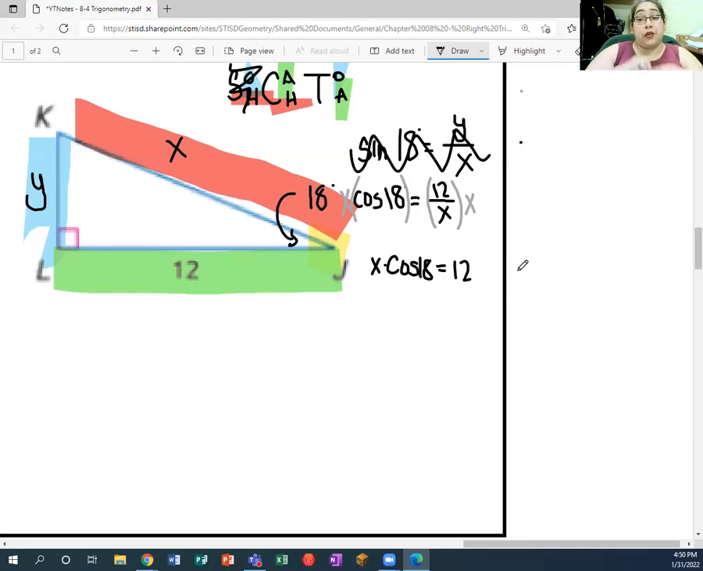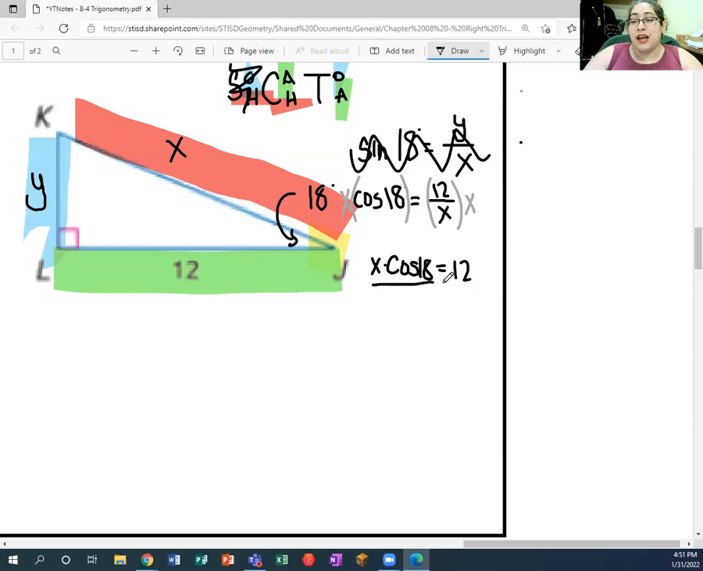Now, if you notice, I wrote the multiplication symbol in here. You can write it with that multiplication dot, you can write it with parentheses around the cosine of 18, or you could just write x cosine 18. They all mean the same thing. Now, I want x by itself. X is currently being multiplied by the cosine of 18. How do you undo multiplication? You use division.